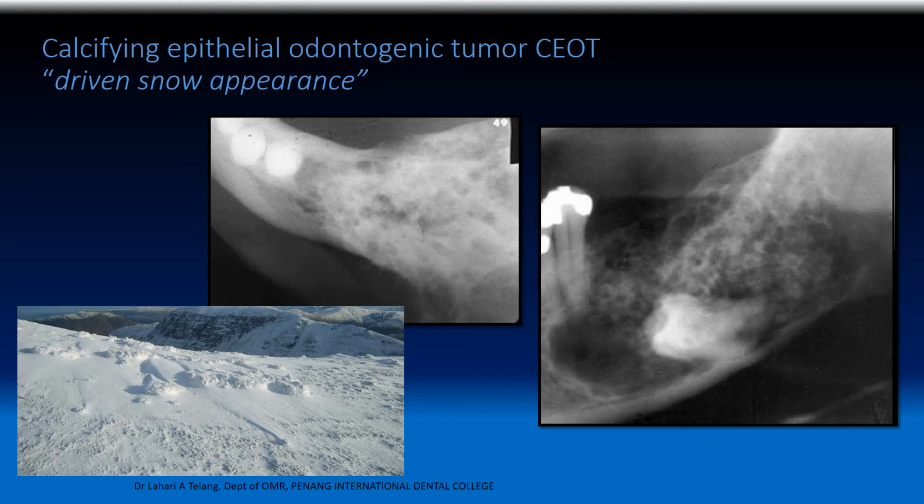The calcifying epithelial odontogenic tumor, CEOT, also has the appearance of what is called driven snow. It appears mixed radiopaque and radiolucent, not clearly defined or demarcated, and can generally involve the posterior mandible. It can sometimes have a mixed appearance, where you're seeing a lot of opacification and locule-like areas, but the locules are not as defined as a multilocular radiolucency. These appear more ill-defined, and hence the appearance of driven snow.